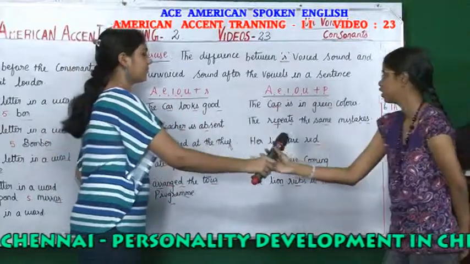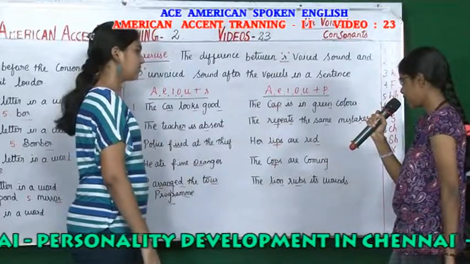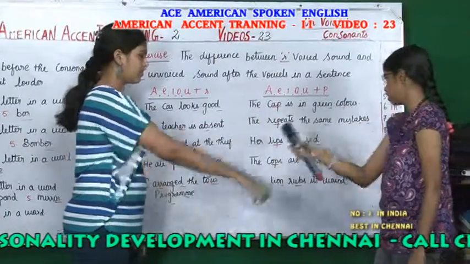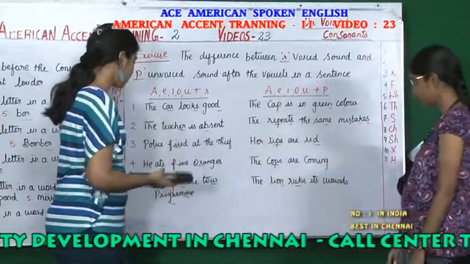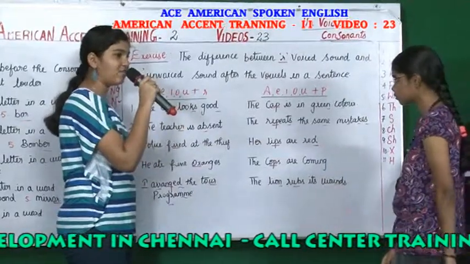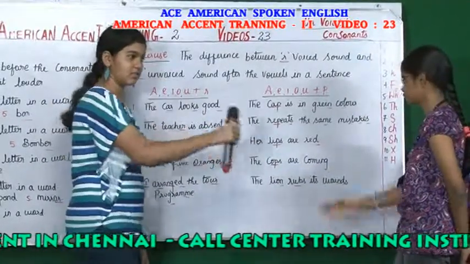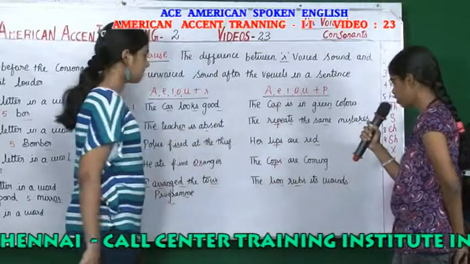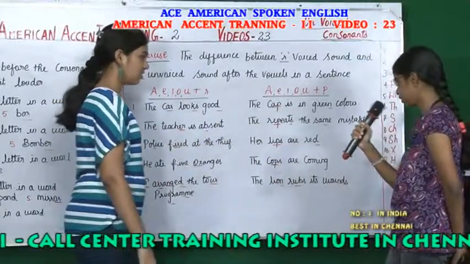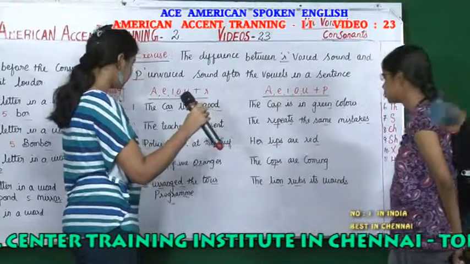Okay. Her lips are red. Red, very good. He ate 5 oranges. Very good. The cops are coming. Before M, O comes, so coming.